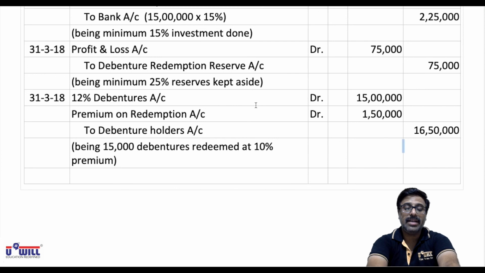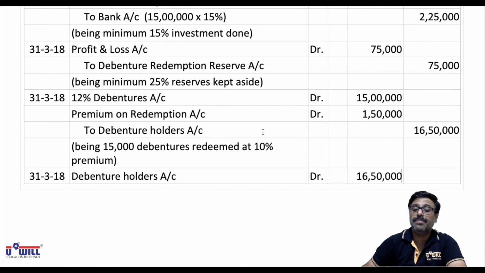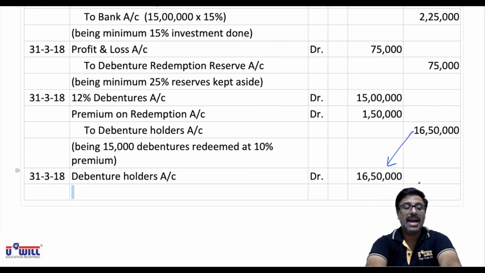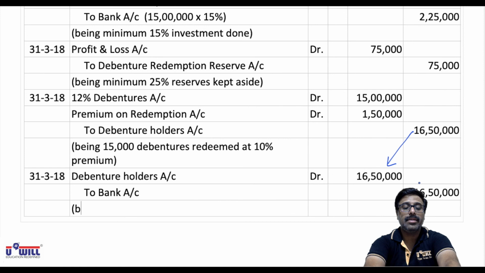Then on 31/3/18 we will make them the payment. For payment the entry will be: debenture holders are the receiver, debit the receiver, debenture holders account debit. What we have to pay them is 16,50,000 including the premium. And then bank is the giver, credit the giver, bank account, we will pay them 16,50,000, being payment made to debenture holders.